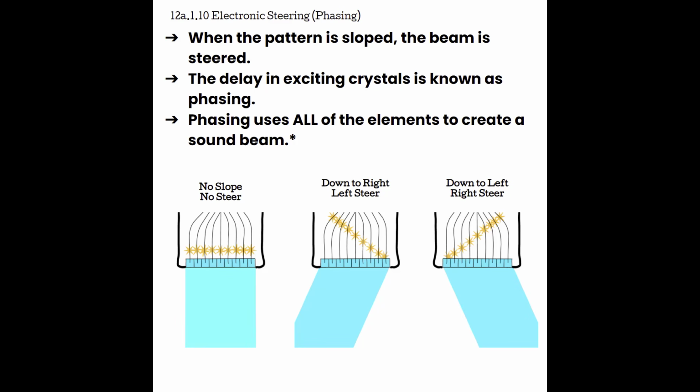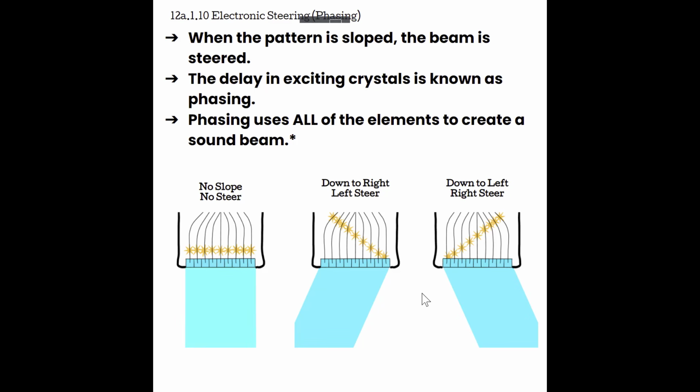Now, the reason that we call this phasing is because there is a delay in the time that those crystals are being activated. Different slopes are going to have different delays or different phases, and that is going to create a different amount of steering in one direction or the other.